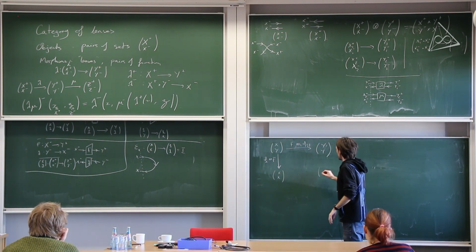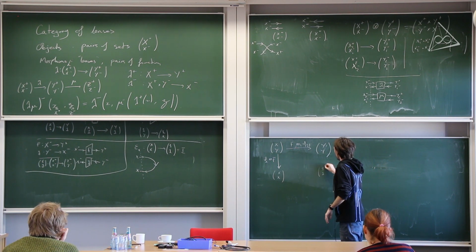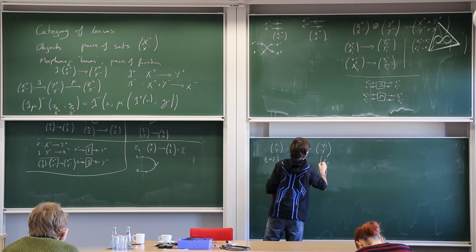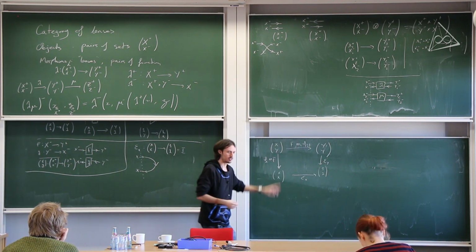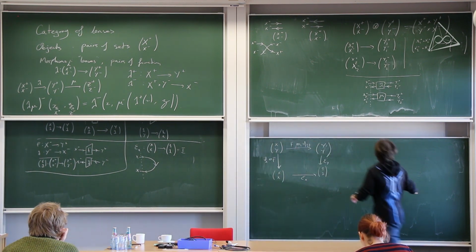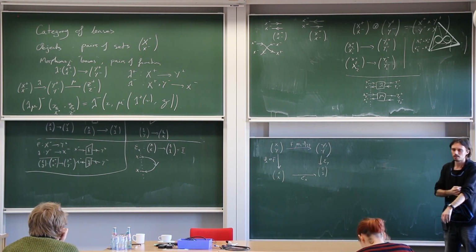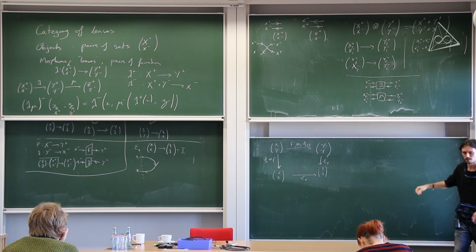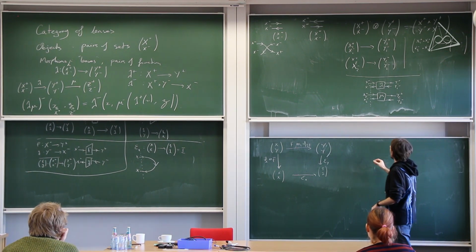Now I have two different ways of going into 1, 1, because I can do epsilon of x here, and I can do epsilon of y here. And this diagram commutes for any f. To prove this again, you just have to write down a bunch of equations and stuff for 5 minutes.